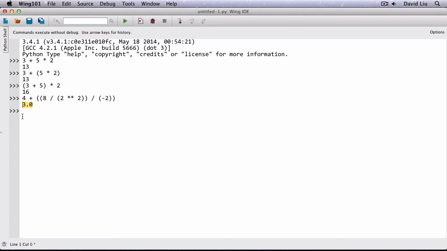This answer over here might surprise you a little. The result is a float, not an int. And that's because we use division. Every time that Python uses division, the result is a float. And so this whole thing, even though we know it evaluates to negative 1, Python stores it as negative 1.0. And when we add an int to a float, Python returns a float. And that's why we get 3.0. Awesome.